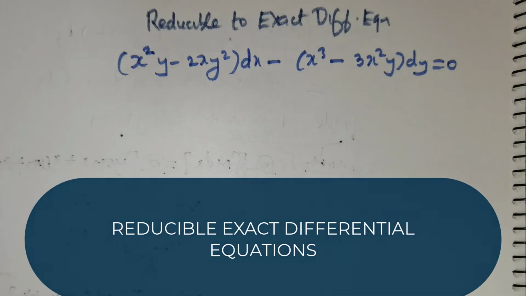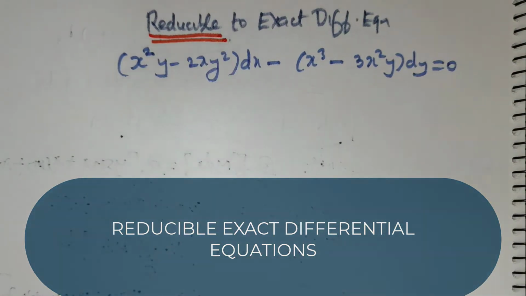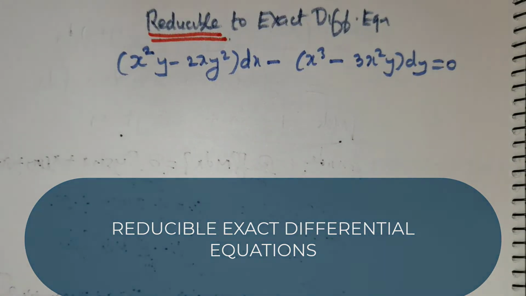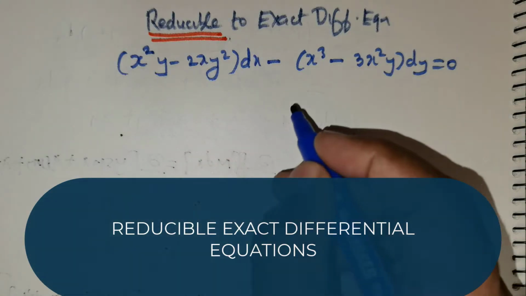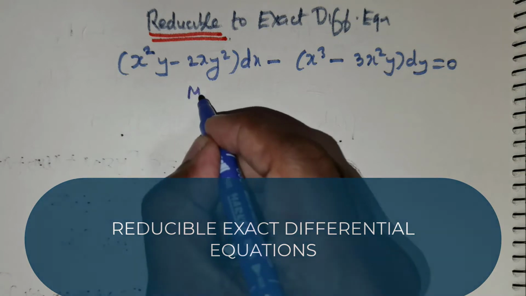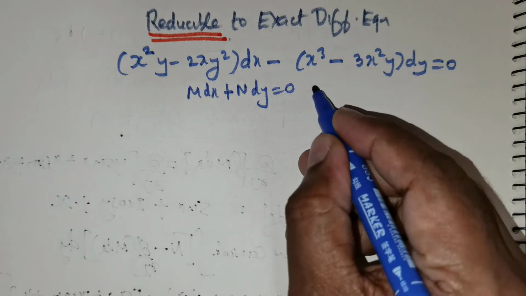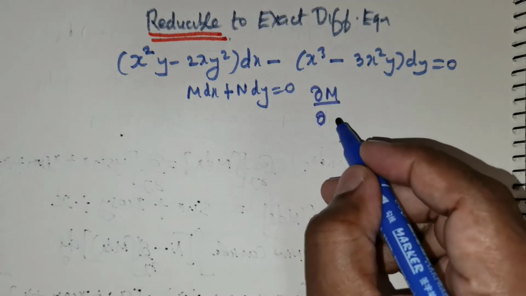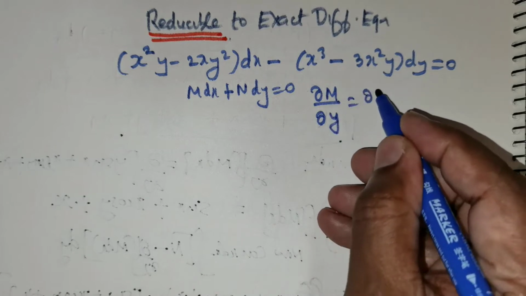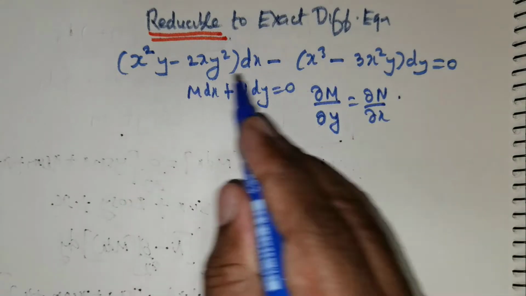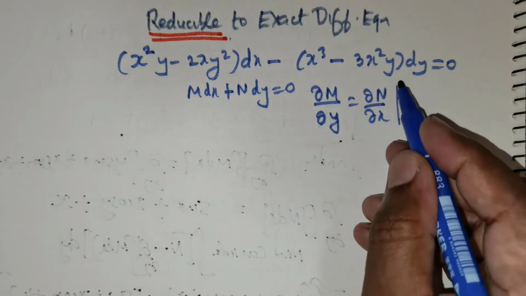Welcome students. In this class we will be studying those equations which are reducible to exact differential equations. So this is the key word. What exactly does it mean? It means if we are given a differential equation and we are able to represent it as M dx plus N dy is equal to 0, then we would attempt to obtain this condition: dou M over dou y equals dou N over dou x. If this condition holds good, then we would conclude the given differential equation to be an exact differential equation.